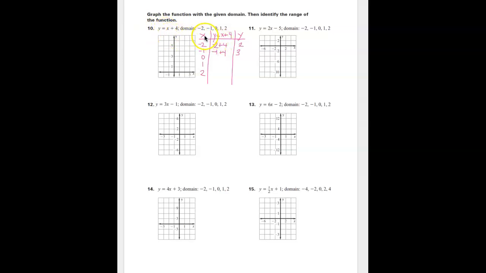You're going to have what your x is going to be, which they already give you, the domain. You have the -2, -1, 0, 1, and 2. Those are going to be your x coordinates, and then you're going to have y equals x plus 4. So this you have to solve. So you'd put your -2 in for x, and -2 plus 4 is going to equal a +2. Then you have -1 plus 4, and that equals a +3.